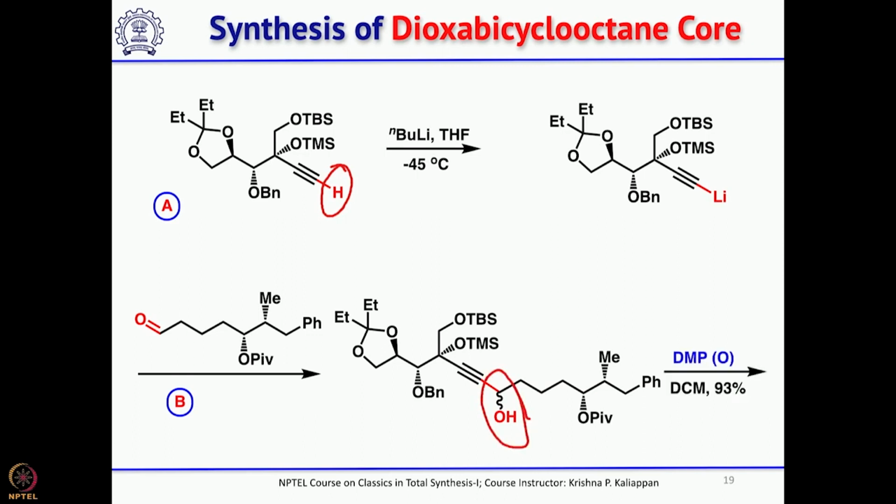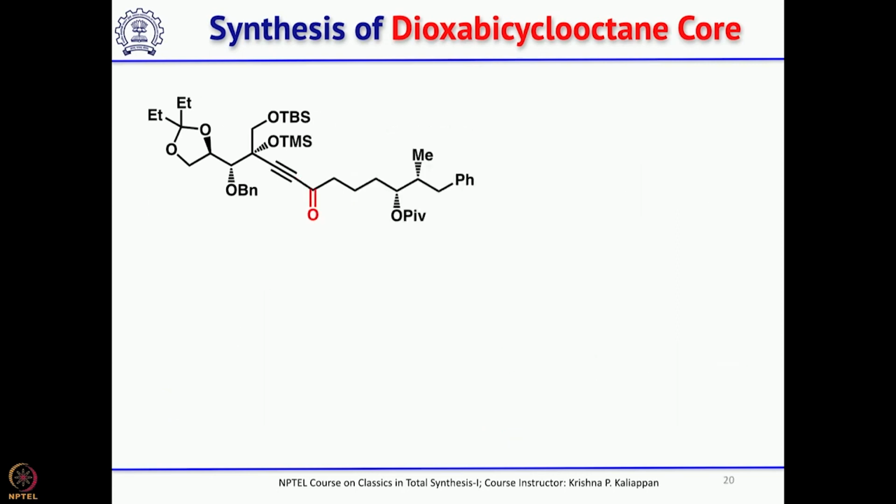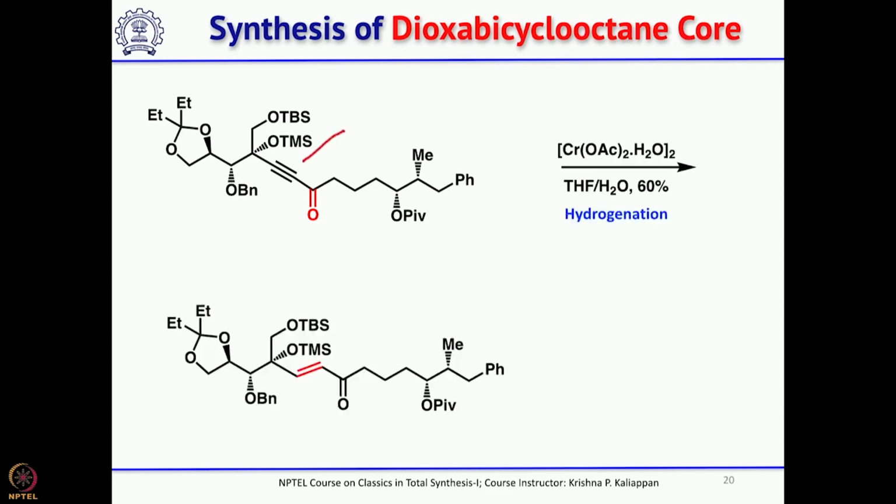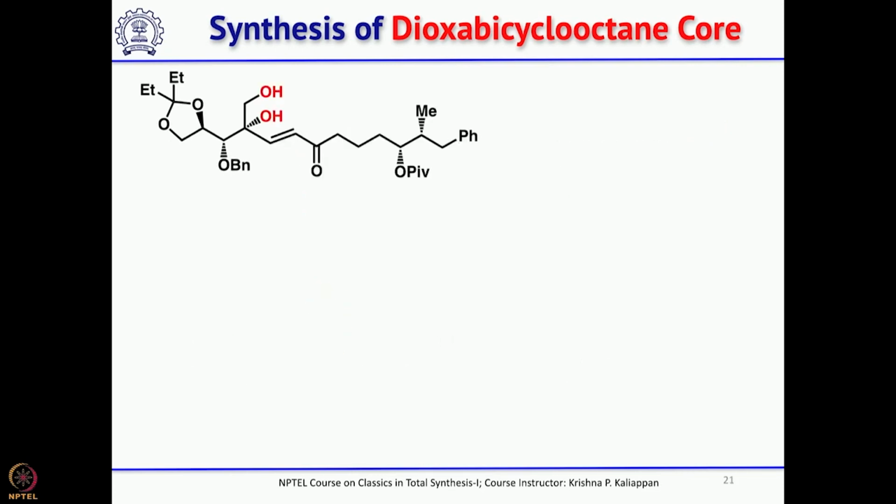Once you have this propargylic alcohol, one can easily oxidize that alcohol selectively using the Dess-Martin reagent to get this alkynyl ketone, an alpha-beta unsaturated alkynyl ketone. And the triple bond can be reduced under this condition, where the triple bond is reduced to the trans double bond. Now treatment with tetrabutylammonium fluoride removes both TMS and TBS to give the diol.